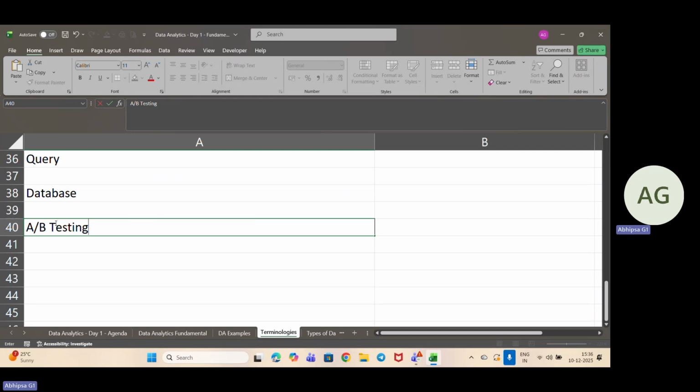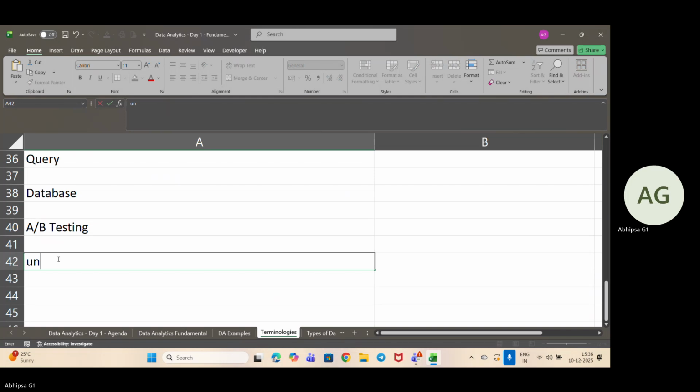Next, coming down, we have unstructured data. So what is unstructured data? Data that is messy and not in a table format is called unstructured data. Examples of unstructured data are images, videos, and audio. These are the data that are not organized, not in a proper form, and not maintained in table form. So that is unstructured data.